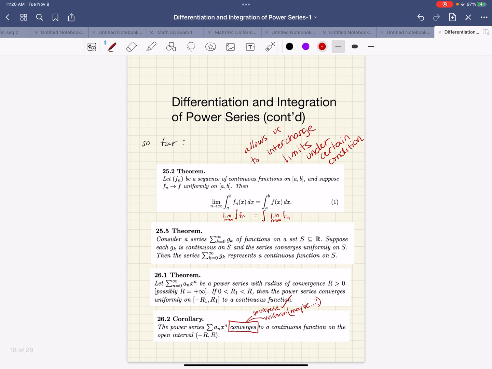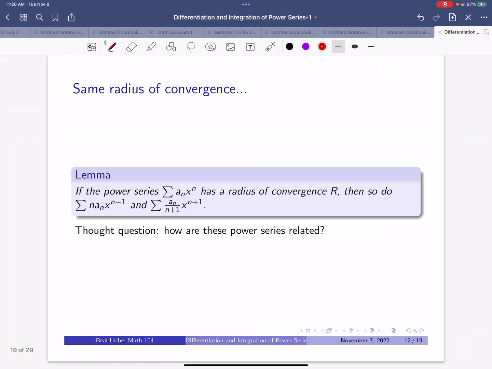Okay, so we're going to use all these facts as we're studying differentiation and integration of power series in this video. So let's start off with the lemma. And the lemma basically says if you have a power series with a positive radius of convergence, so let me add in here, r needs to be bigger than 0, then these other power series also have a radius of convergence r. They have the same radius of convergence.